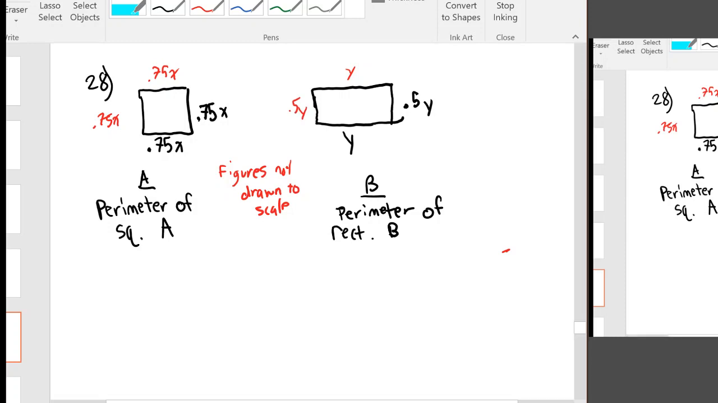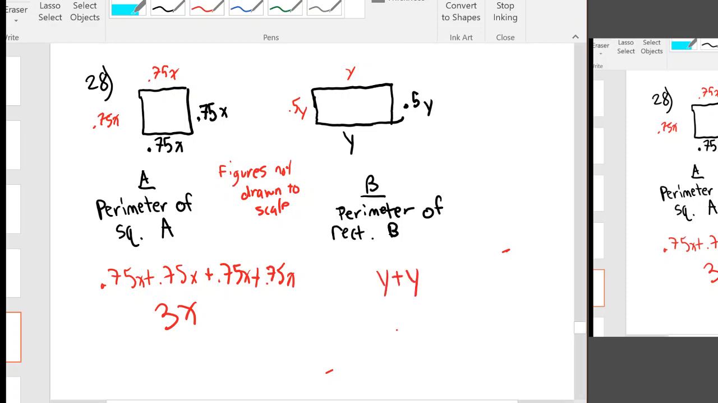Now I'm going to do this. If I do the perimeter of the square, I add 0.75x plus 0.75x plus 0.75x plus 0.75x, and I get 3x. Here, I'm going to get y plus 0.5y plus 0.5y, and I'm going to get 1, 2, that's 3y.